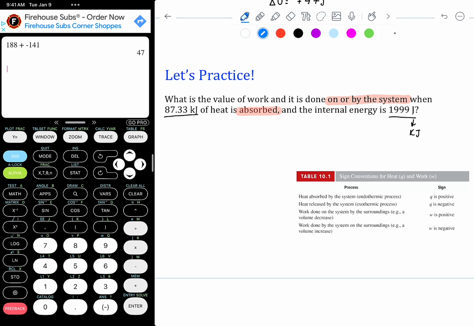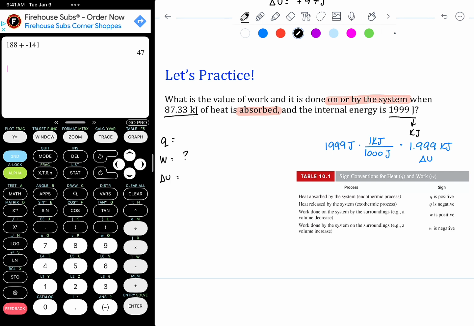I'm going to take that 1,999 joules and divide this by 1,000. There's 1,000 joules in 1 kilojoule. So that gives me 1.999 kilojoules for my delta U. Okay, so we've converted. Now we can start thinking about the language of this problem. So we have Q, W, and delta U.